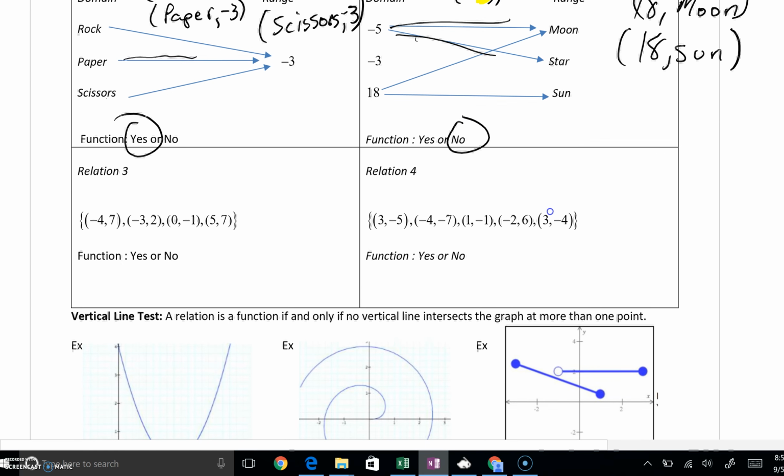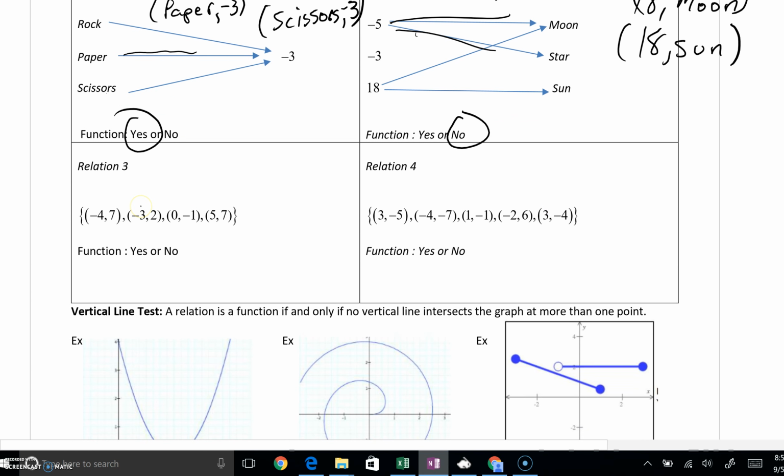How about relation number 3? Hey, we don't even have to rewrite them. Is this a function? Yes. Why? Because you look at your X values, they don't repeat. You don't care if Y values repeat. Sometimes kids get upset. They'll say, look, I've got a 7 and a 7. Well, guys, those are your Y values. You don't care about that. You're just worried about X values repeating.